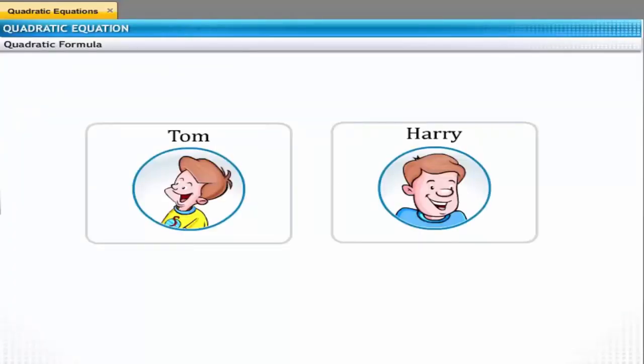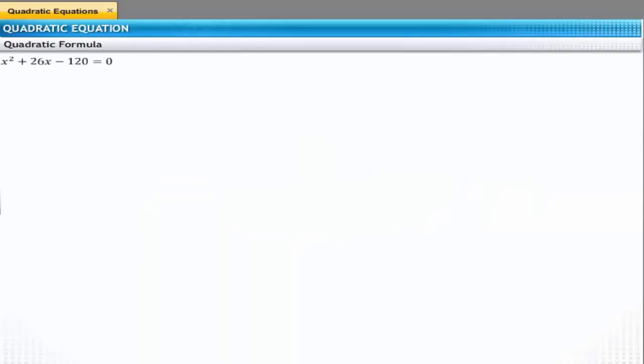Now, you can try applying the derived quadratic formula to find the ages of Tom and Harry. First compare the quadratic equation x squared plus 26x minus 120 equals 0 with the general form of a quadratic equation, which is ax squared plus bx plus c is equal to 0. You get a is equal to 1, b is equal to 26, and c is equal to minus 120.